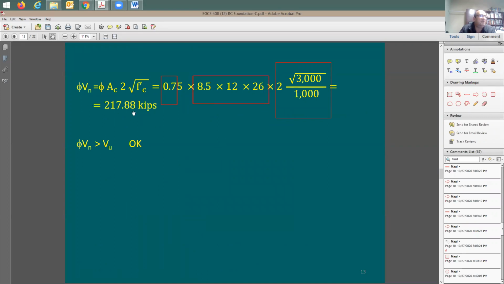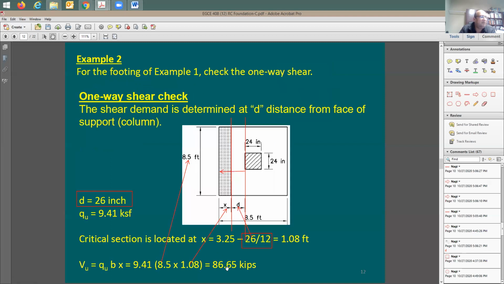Look at the strength, 217. Very high strength compared to what? To 86 kips. So actually this footing is good. According to this given information, I was able to put the reinforcing and do a check on the shear demand.